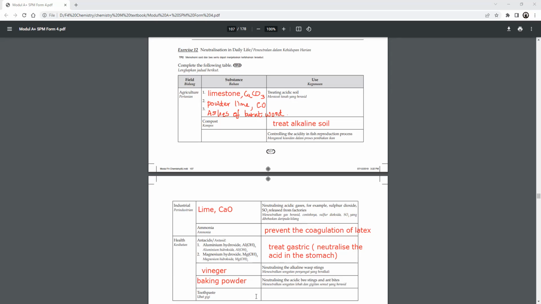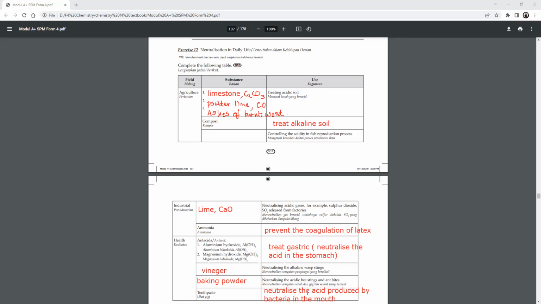Toothpaste, it is to neutralize the acid produced by bacteria in the mouth. Every morning, you wash your teeth.